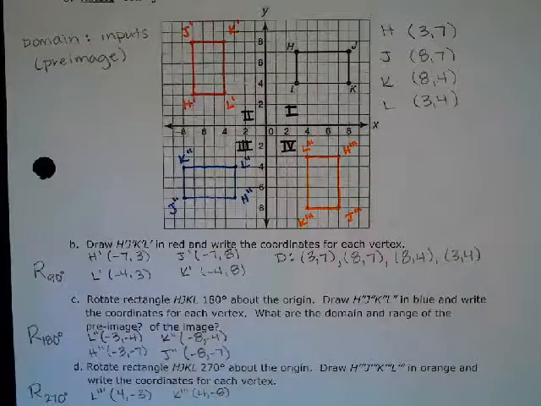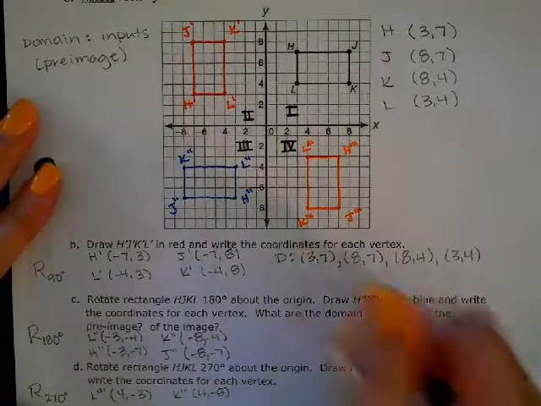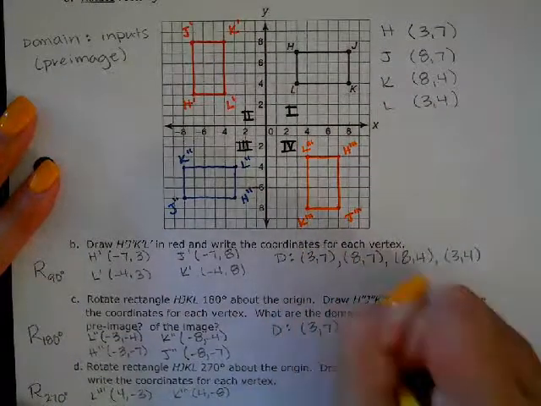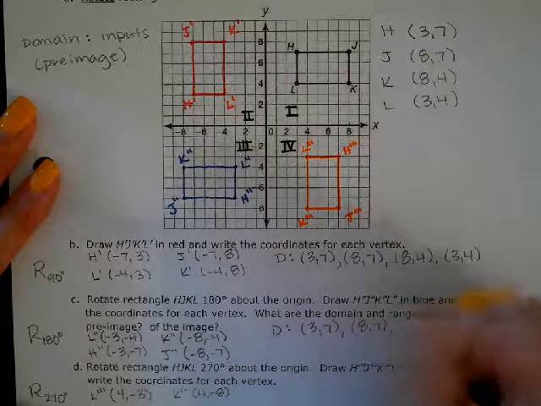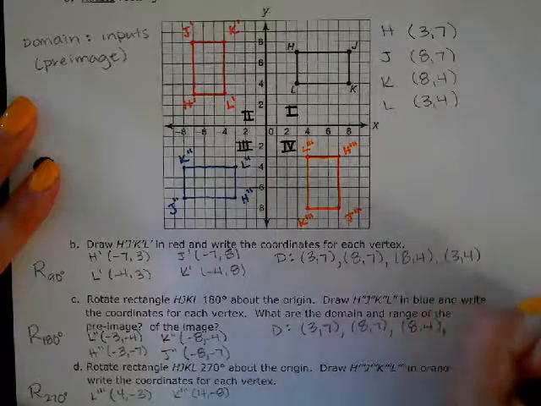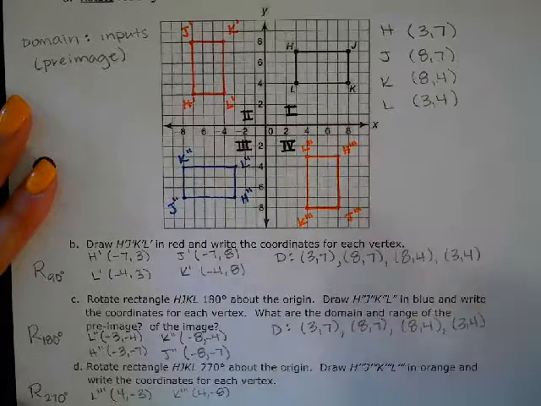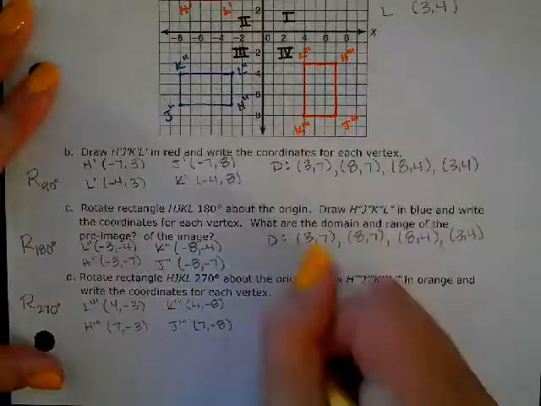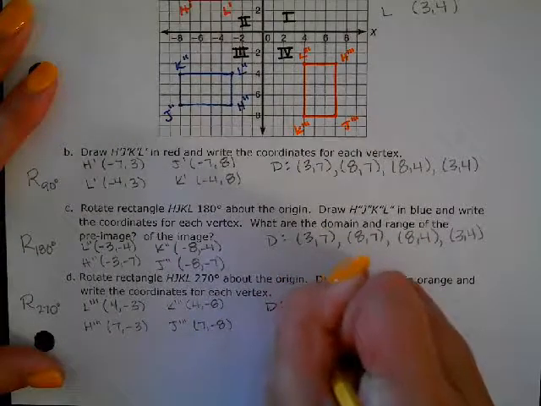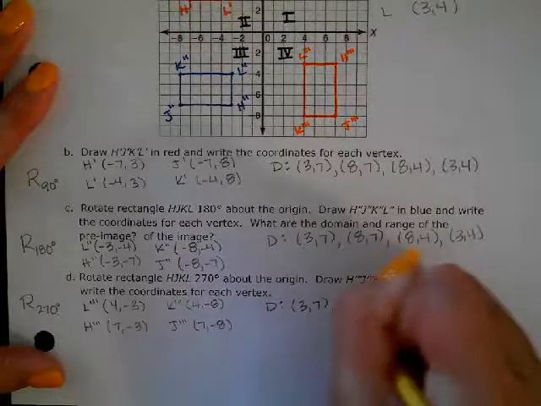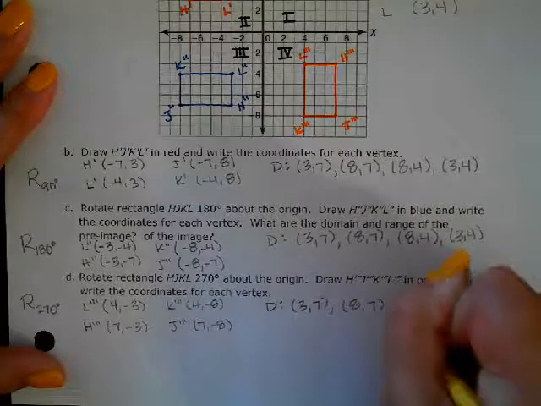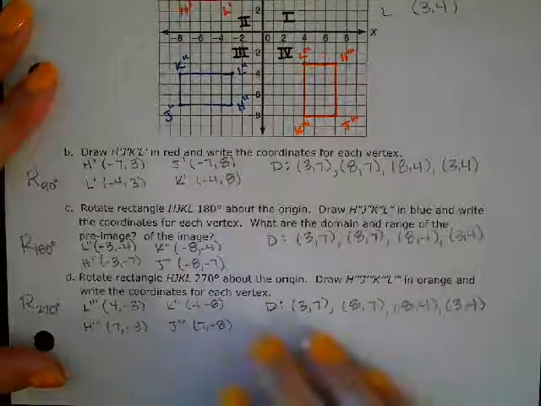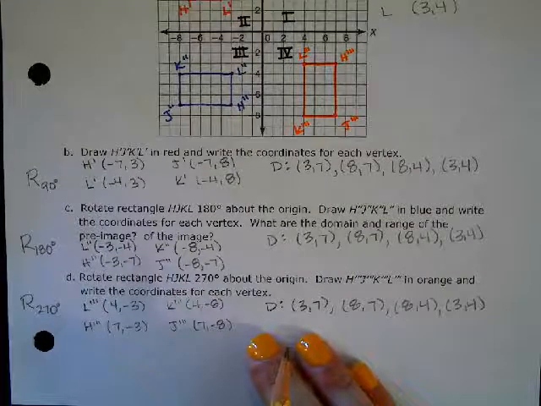The domain for the next one was 3, 7, 8, 7, 8, 4, 3, 4. We have the same input. The domain for the next one was 3, 7, 8, 7, 8, 4, 3, 4. So for each of these, we started at the same point for all of them. The domain is your input.